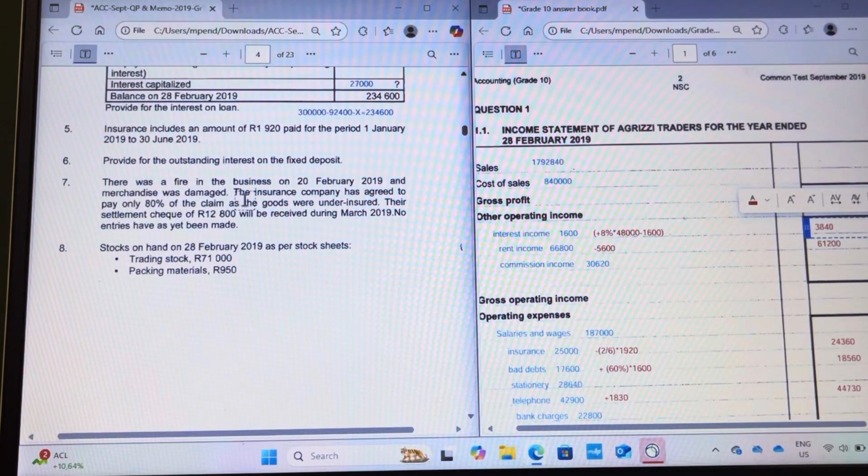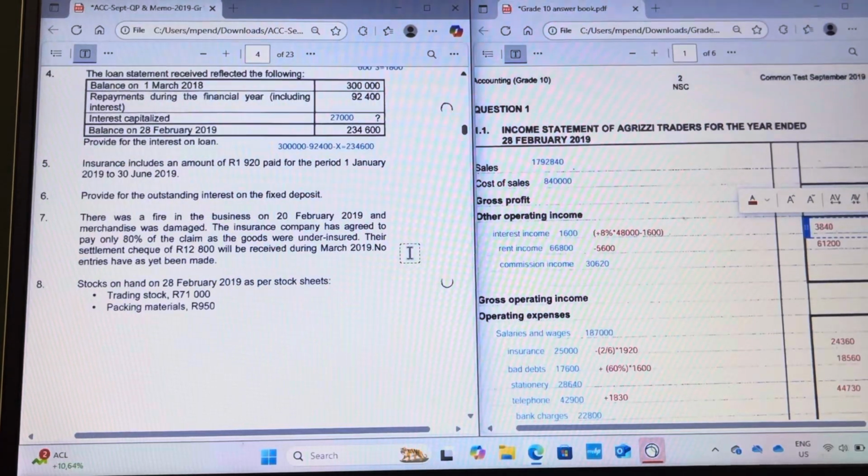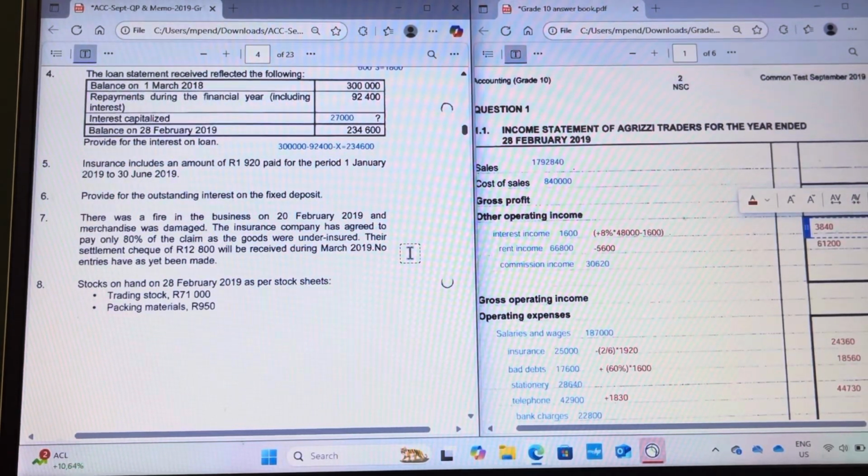And then we're told there was a fire in the business on 28 February 2019. Merchandise was damaged. The insurance company has agreed to pay only 80% of the claim. Their settlement check of 12,800 will be received during March. No entries have been made yet. So now looking at the goods that were damaged due to fire, we're told that the insurance company has agreed to pay only 80% of the claim as the goods were underinsured. Their settlement check of 12,800 will be received during March.